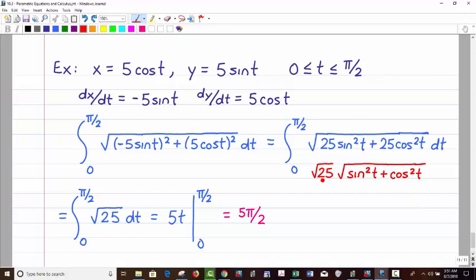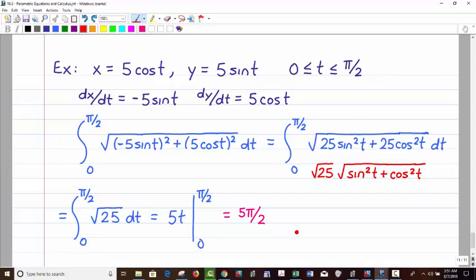I factored out a 25, but if you just recognize that was going to be 25, that's fine, because this will be 1 right here, so it just leaves the square root of 25 there, which will be 5. So you're really just integrating 5 dt, which is 5t from 0 to pi over 2, which is 5 pi over 2.